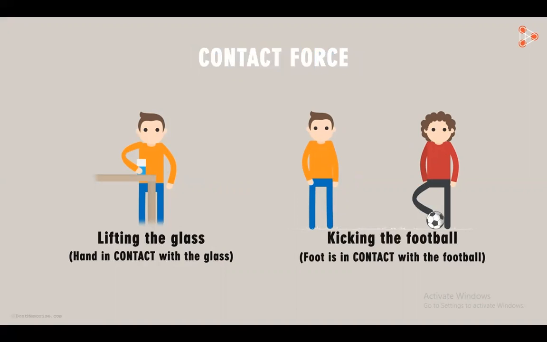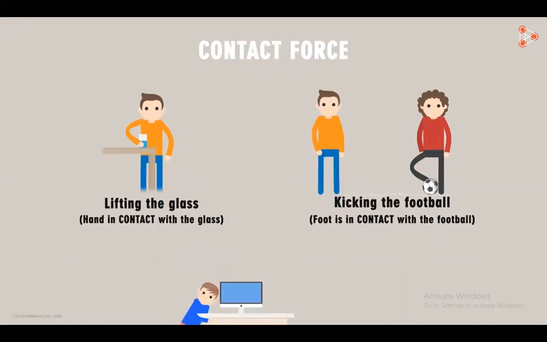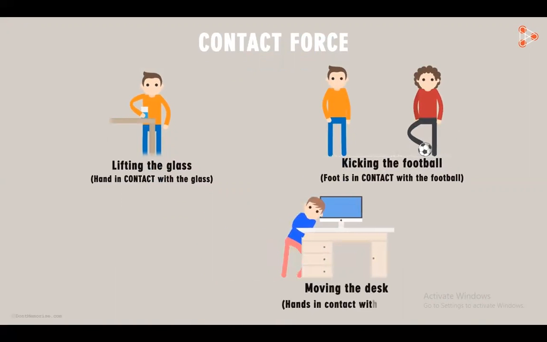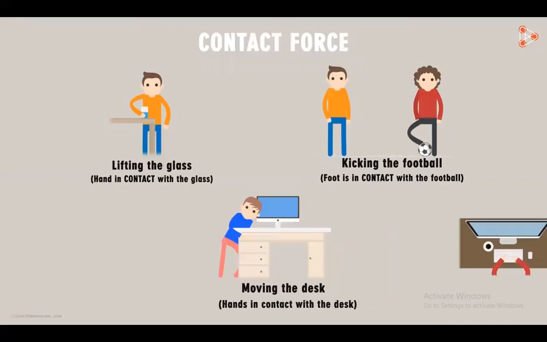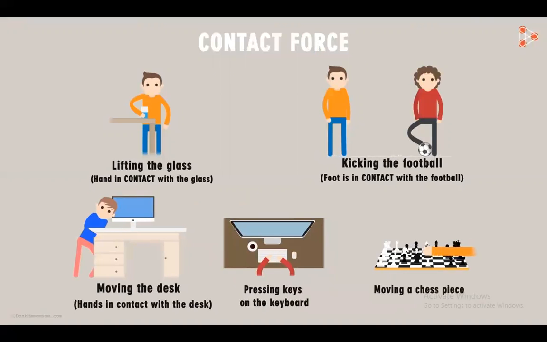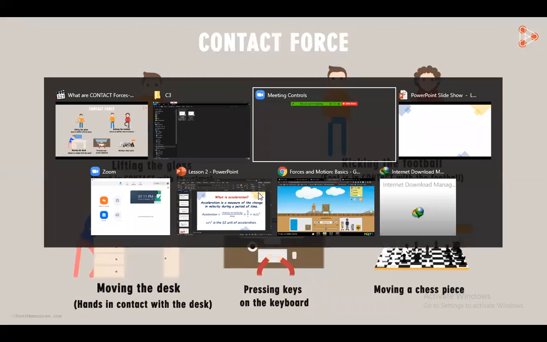Other examples of contact forces can be pushing or pulling the desk from one point to another point. Here our hands are in contact with the desk. Similarly, pressing the keys on the keyboard, moving a piece on a chessboard are some of the other examples in which parts of our body are in contact with the objects and apply force on them. In all the examples that we've seen till now, it is the parts of the human body that are in contact with the objects. Okay, so these are contact forces.